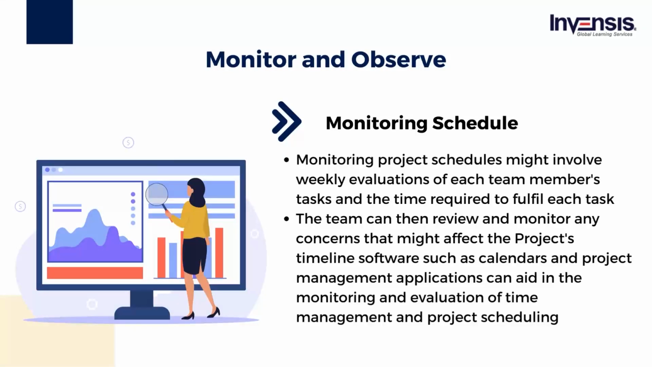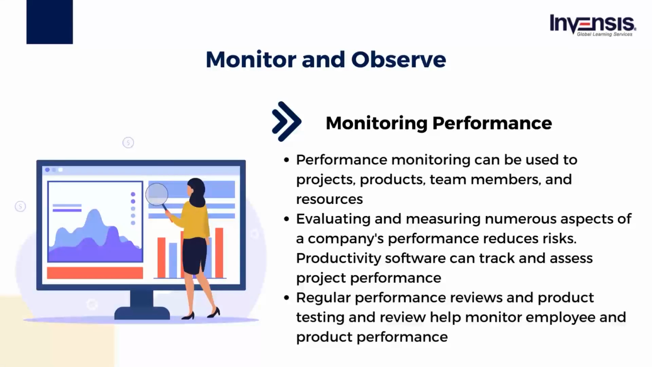Monitoring project schedules might involve weekly evaluations of each team member's tasks and the time required to fulfill each task. The team can then review and monitor any concerns that might affect the project's timeline. Software such as calendars and project management applications can aid in the monitoring and evaluation of time management and project scheduling. Third is monitoring performance.